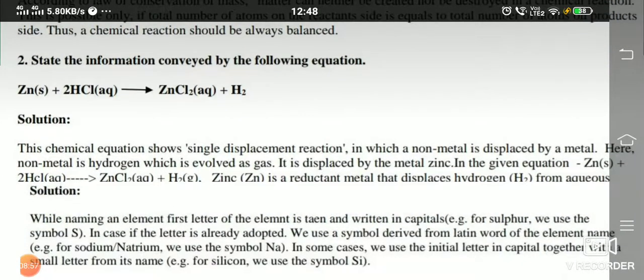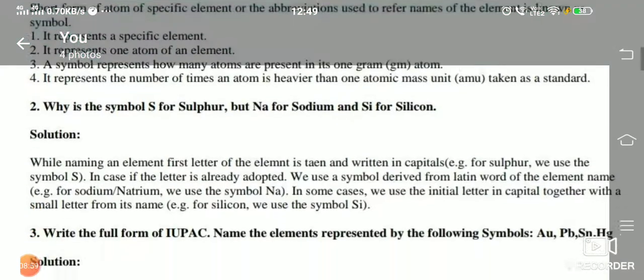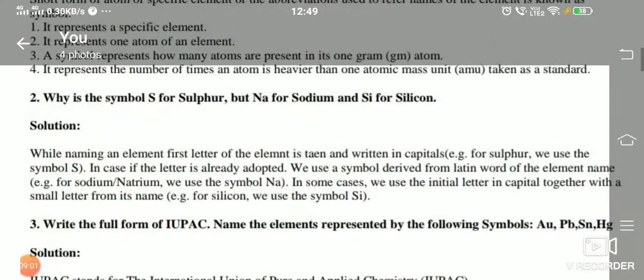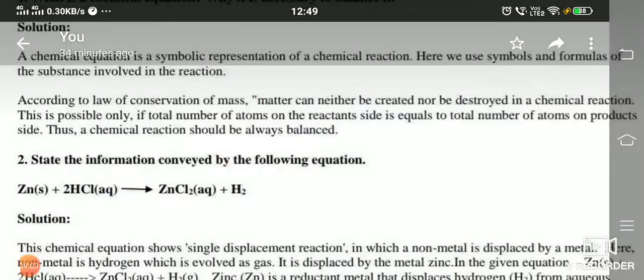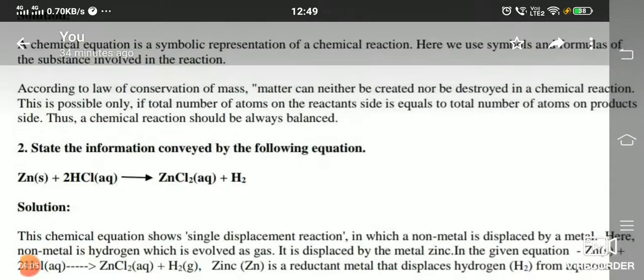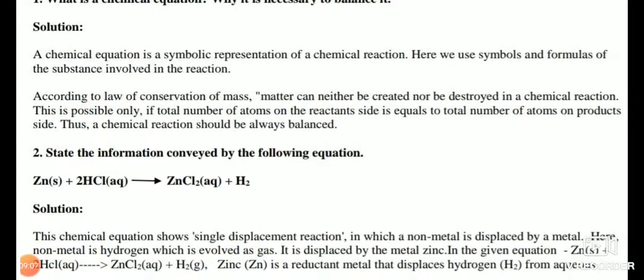State the information conveyed by the following equation. What information is conveyed here? Like the equation given is Zn plus 2HCl gives you ZnCl2 plus H2. If you see in this reaction, we have also written the state of the reactants and the product. Like Zn in the bracket it is s, s stands for solid, HCl it is aq, aqueous.